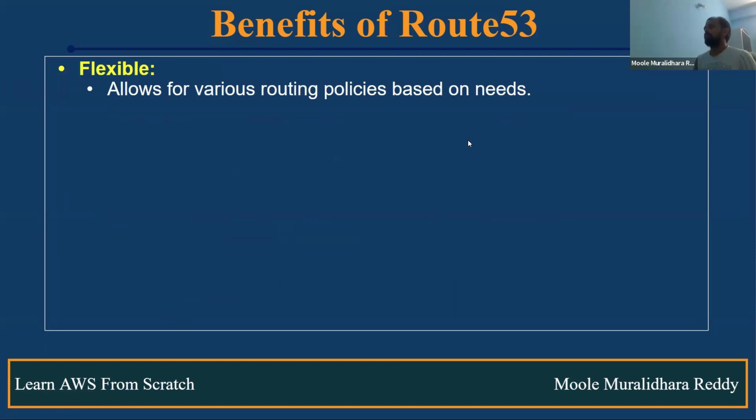By default, one is simple routing, and also geolocation, weighted, IP based. There are different types of routing policies available. Depending on use cases, we'll use them. Usually we'll use the default one, simple routing only. Again, it depends on use cases. Later we can discuss more on those particular routing policies as well.